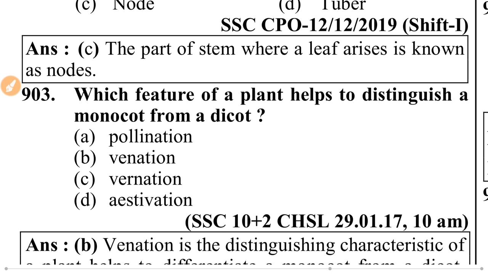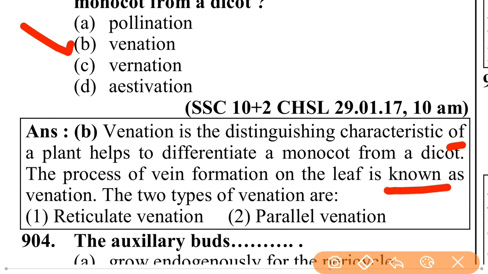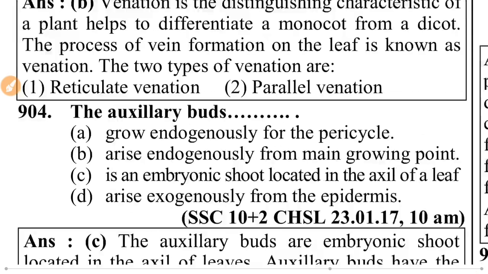Which feature of a plant helps to distinguish a monocot from a dicot? Venation. Venation is the distinguishing characteristic of a plant that helps to differentiate a monocot from a dicot. The two types of venation are reticulate venation and parallel venation.